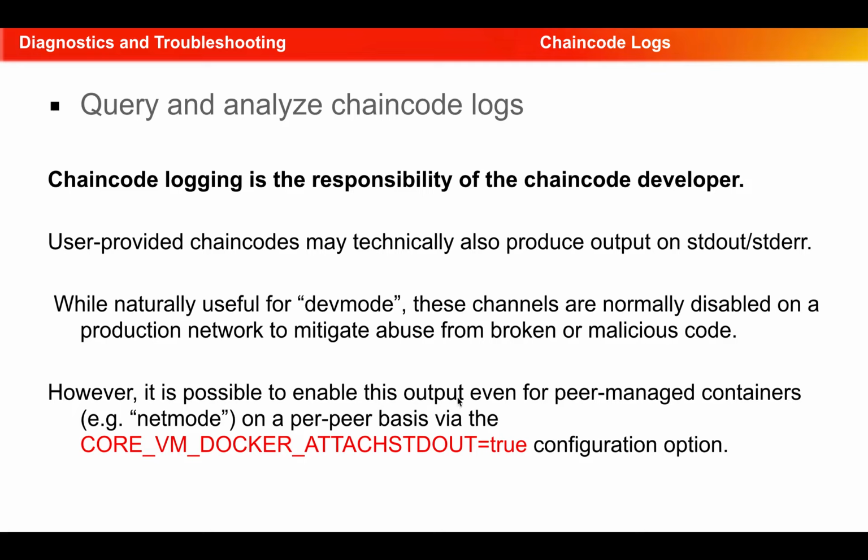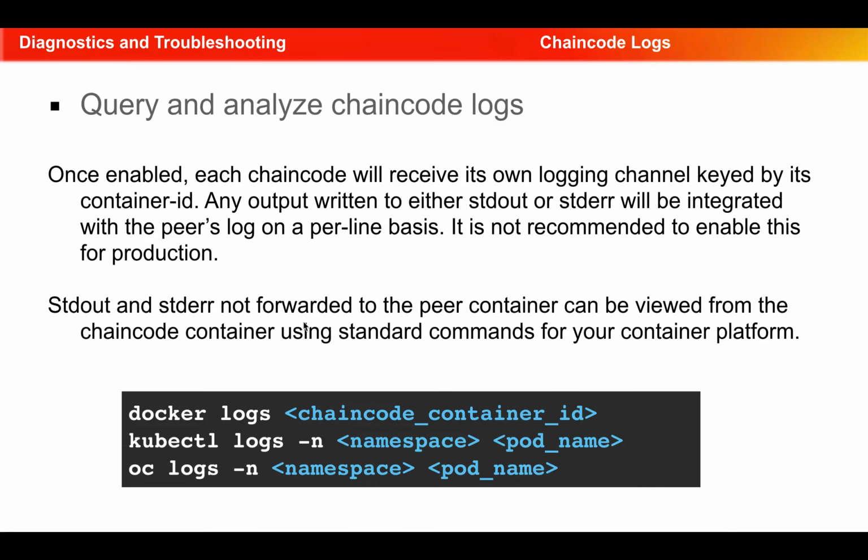However, it is possible to enable this output even for peer managed containers, which is net mode, on a peer-to-peer basis via this environment variable or property, which is core underscore VM underscore docker underscore attach stdout, and you are going to set this property to true in the configuration. Once it is enabled, each chain code will receive its own logging channel keyed by its own container ID. As we have seen, we are going to spin up the container using Docker for each peer, so that is what gives the container ID.